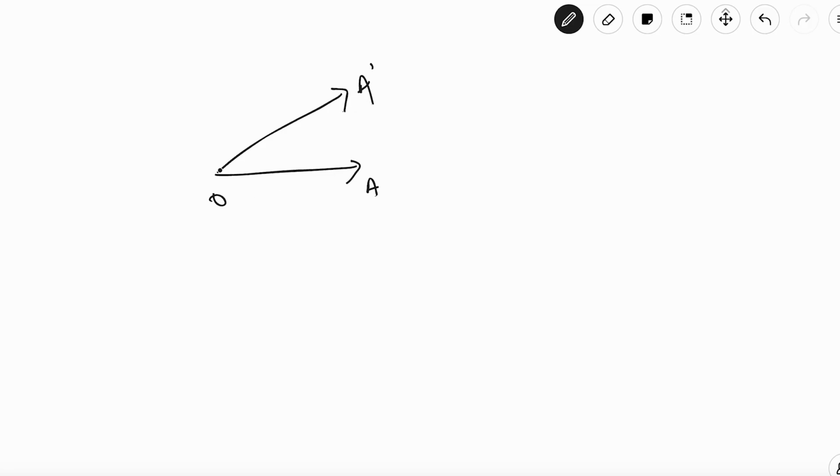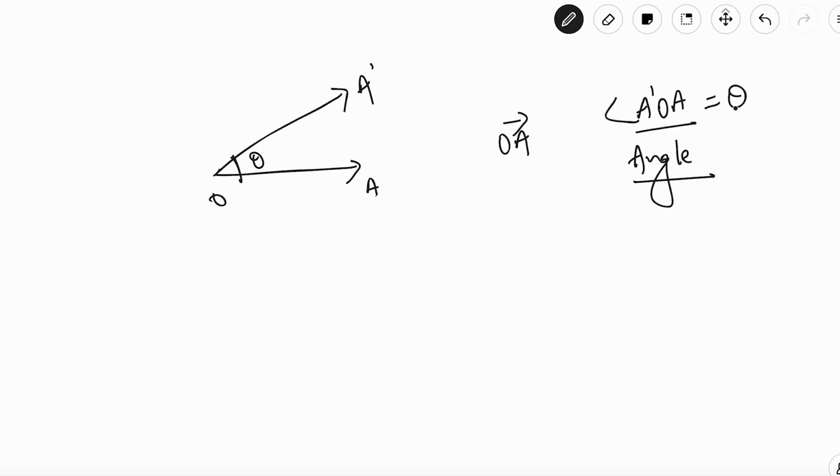and I call it, let's say, A dash. So this figure that we have obtained by rotating the ray is called this A dash OA. This basically is an angle. This is how we represent an angle. We can call it anything. Let's say we call it theta. So this angle A dash OA is equal to theta. That's how we represent an angle.